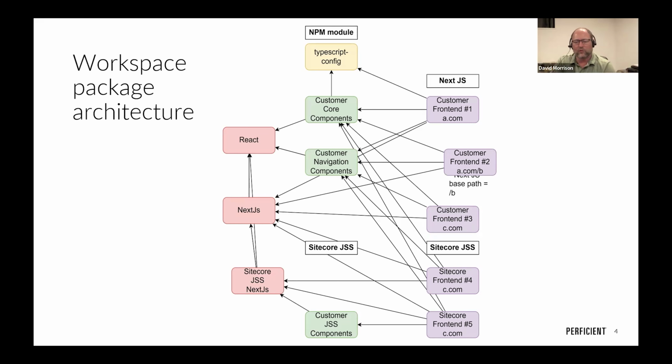Then you might have sites that don't use Sitecore at all. No problem. They can live right next to the sites that do use Sitecore. So the only thing that matters is that the Next.js site takes a dependency on either your core components, or that use Next.js and Sitecore, or just uses JSS directly from that front end. So you might have sites with Sitecore, you might have sites without Sitecore. The idea is that you can kind of mix and match.